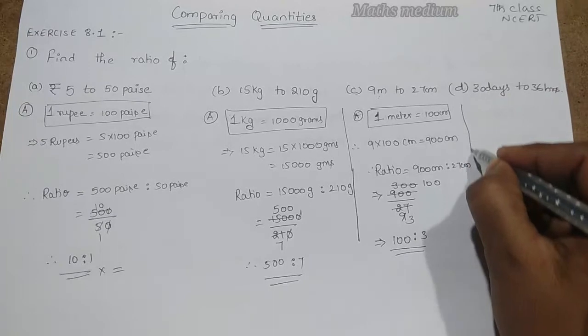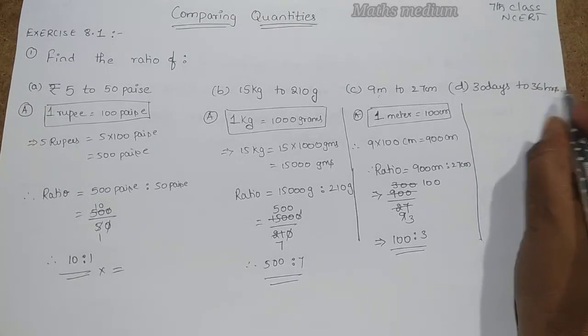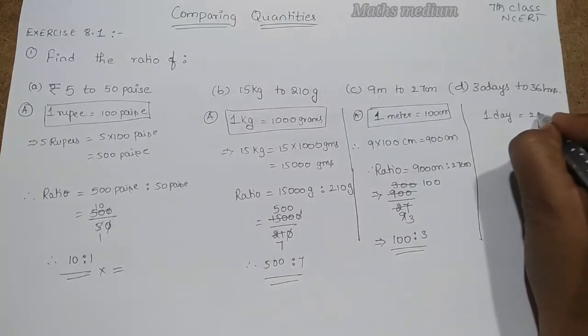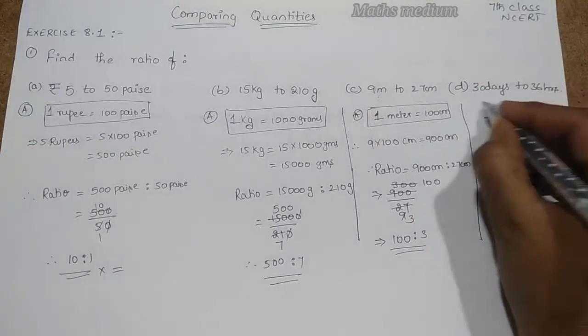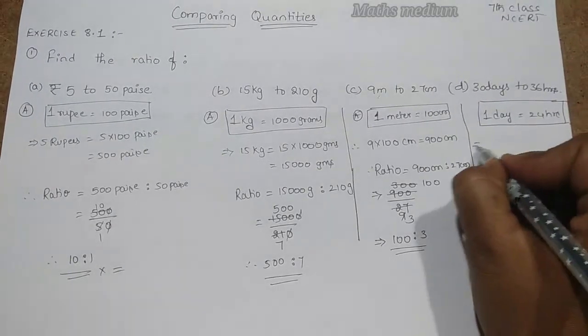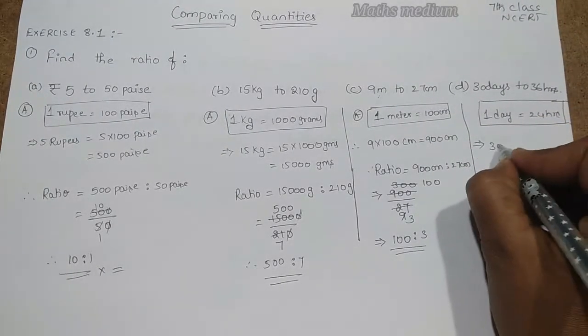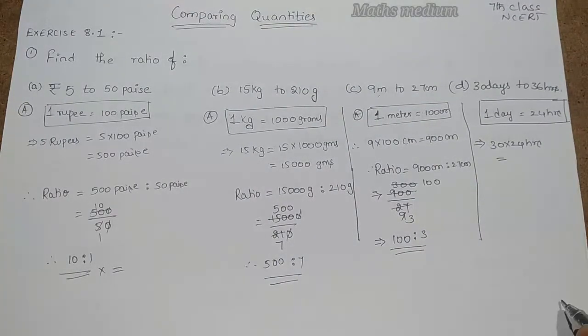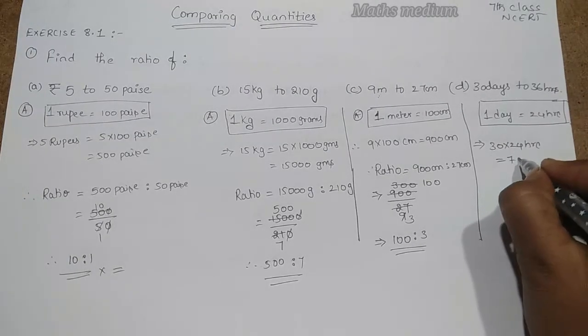Next, finally, this one. 30 days to 36 hours. So, we know that 1 day is equal to 24 hours. So, by using this, we can find the given problem. So, 30 days means 30 into 24 hours. It gets, see, 24 into 3, 3 fours are 12, 3 twos are 6, 7, 72 hours. Sorry, 720 hours.